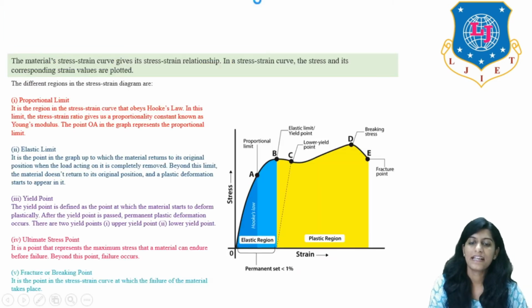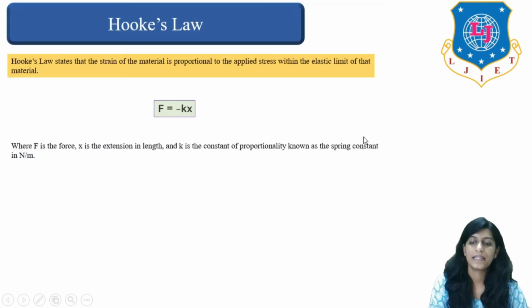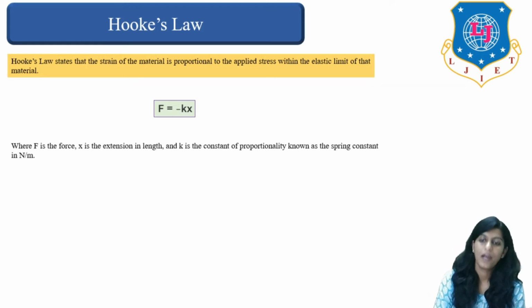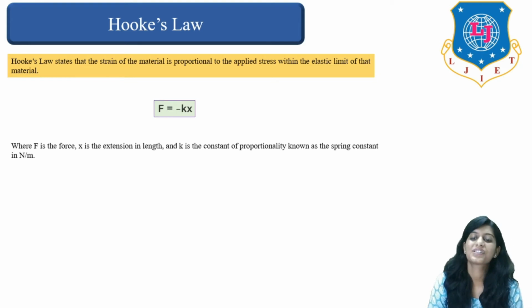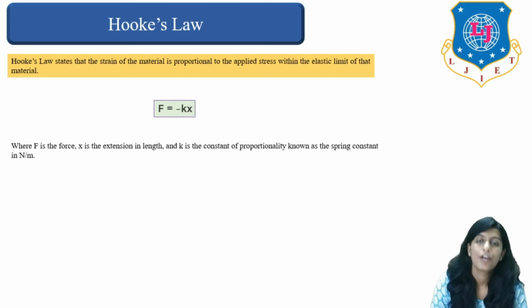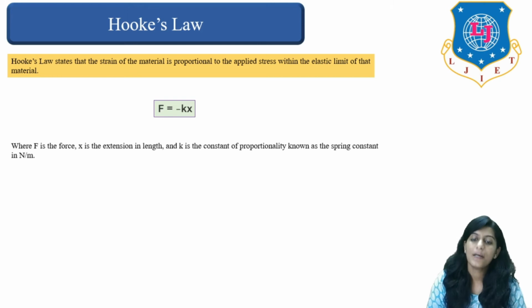Now coming to the next one, which is our Hooke's law, right? Here Hooke's law forms a relationship between stress and strain. Hooke's law states that the strain of the material is proportional to applied stress within the elastic limit of the material. Again, I am repeating, the strain of the material is proportional to applied stress within the elastic limit of the material.